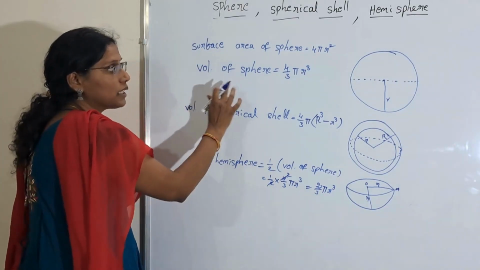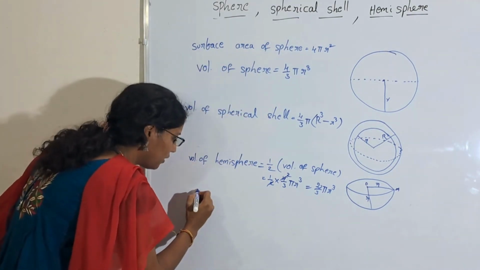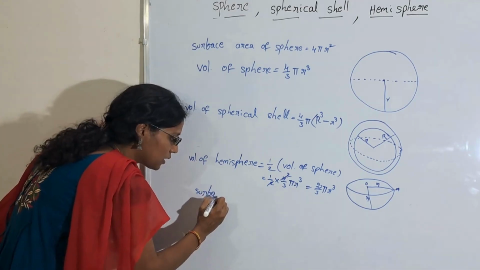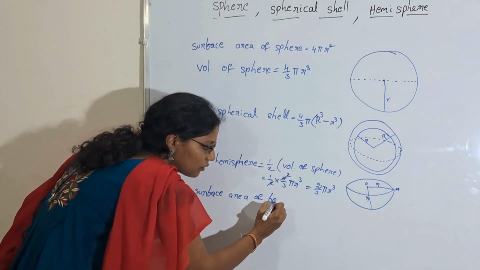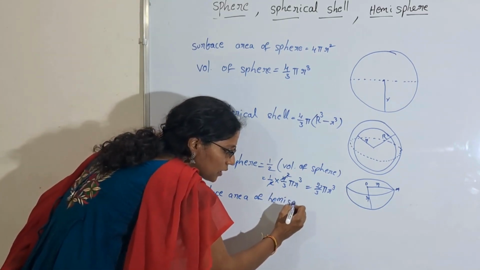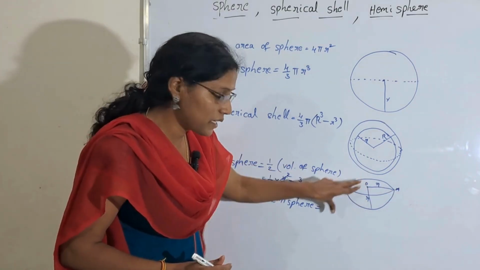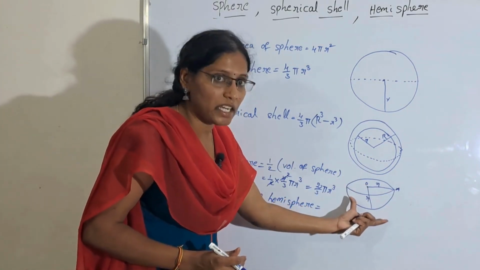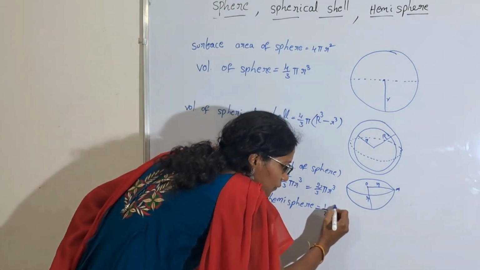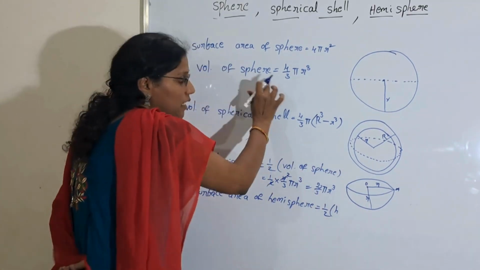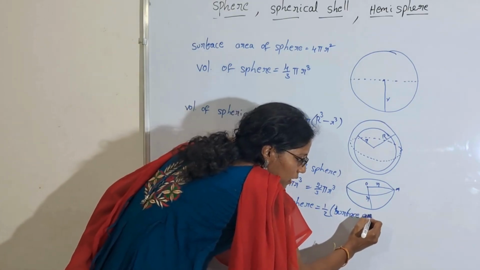Next, surface area of the hemisphere. Surface area of hemisphere is equal to, how to write? Surface area means the full area we have to cover. This is a half, so half of the surface area of the sphere.